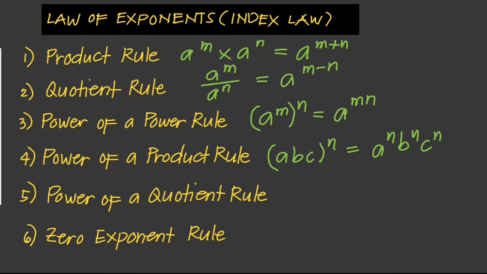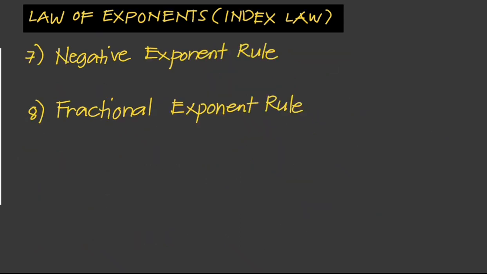Then the next one is the power of quotient rule. Let's say we're given a over b to the power n. Again, you just have to distribute the exponent to a over b. Then it will be a to the n over b to the n. Then the next one is the zero exponent rule. So any integer raised to the power of 0 is just equal to 1.